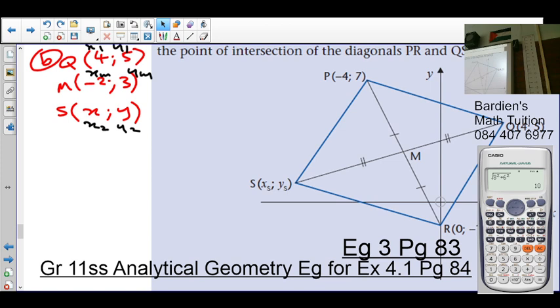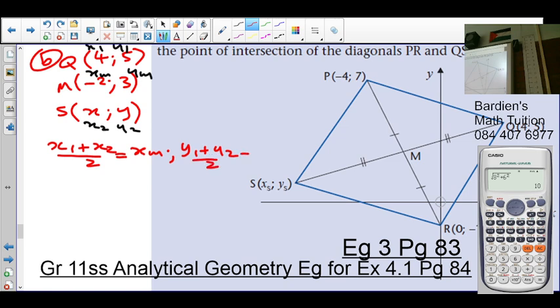So let's go. We write the formula. x1 plus x2 over 2 is equal to x mid. Not so. y1 plus y2 over 2 is y mid. Let's do the substitution. It will be 4 plus x over 2 is going to be negative 2. And then y1 is 5 plus y2, which is y, over 2, is equal to 3.